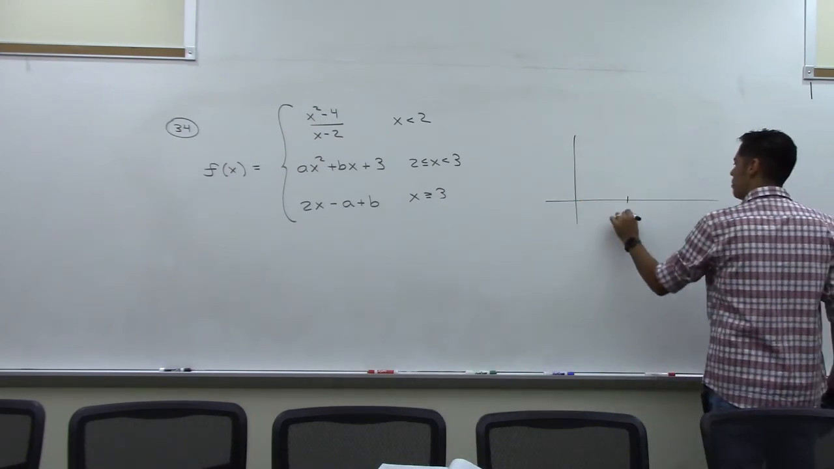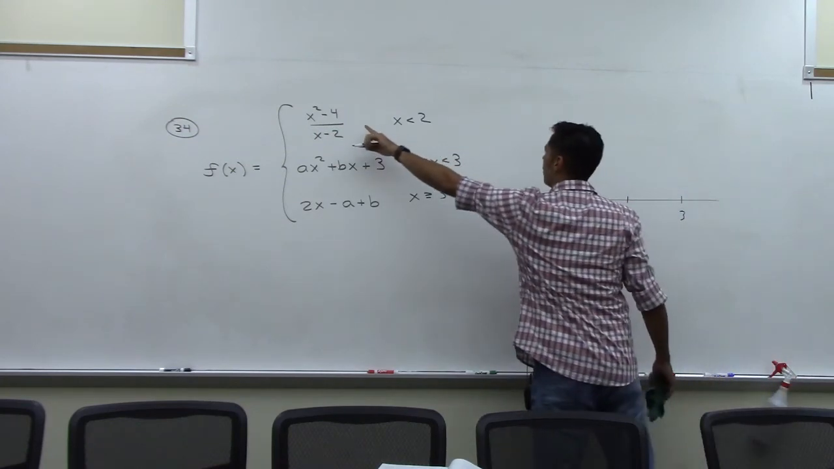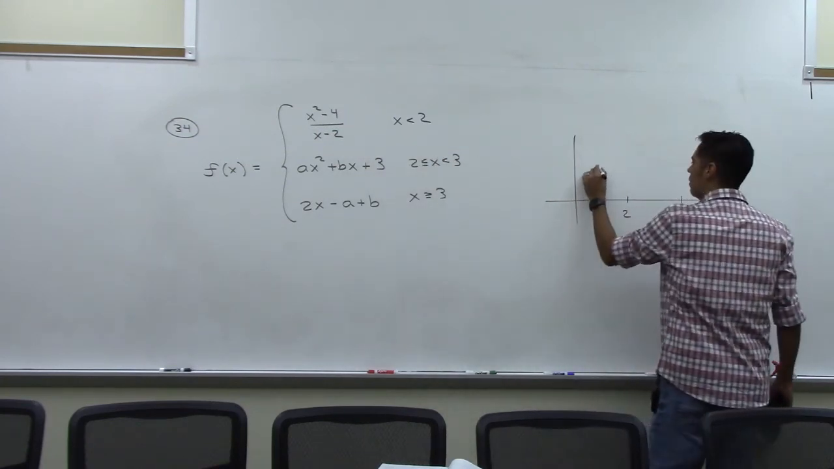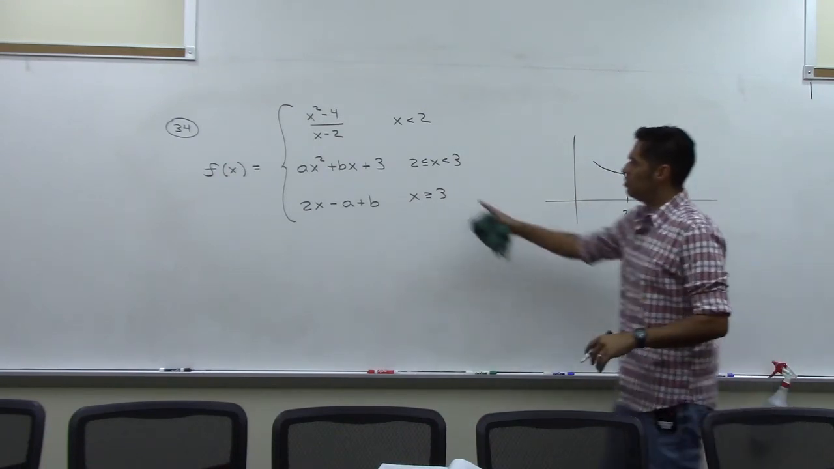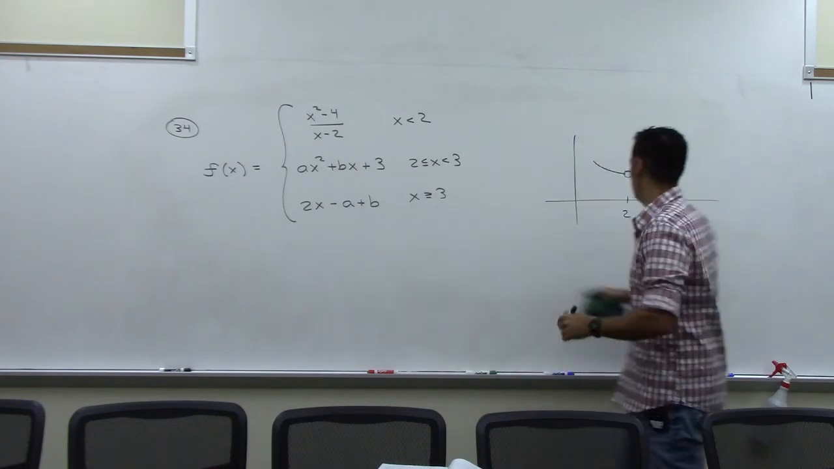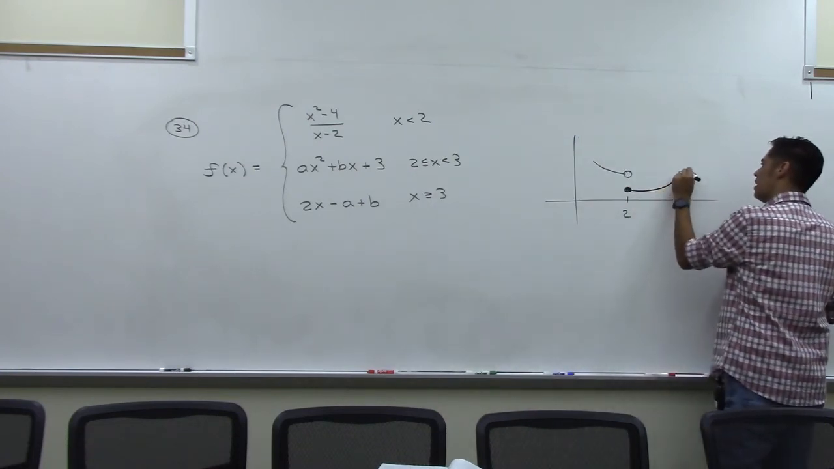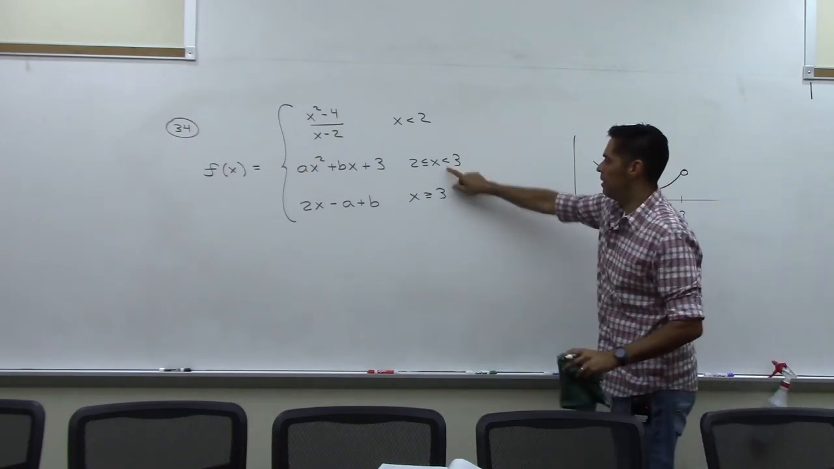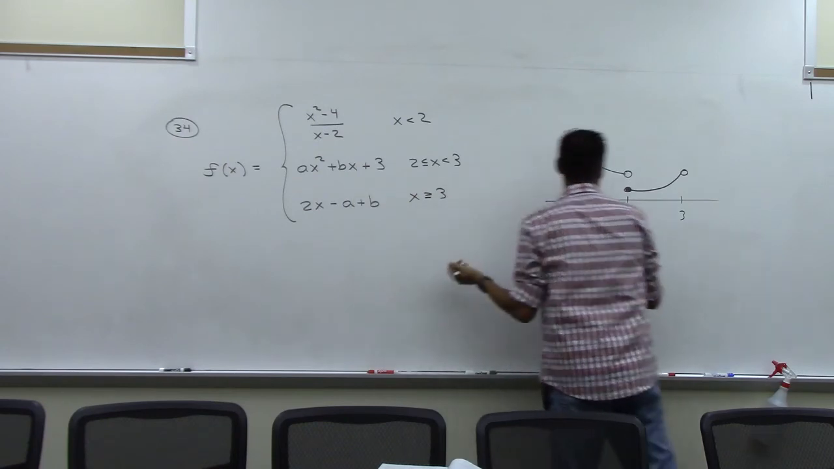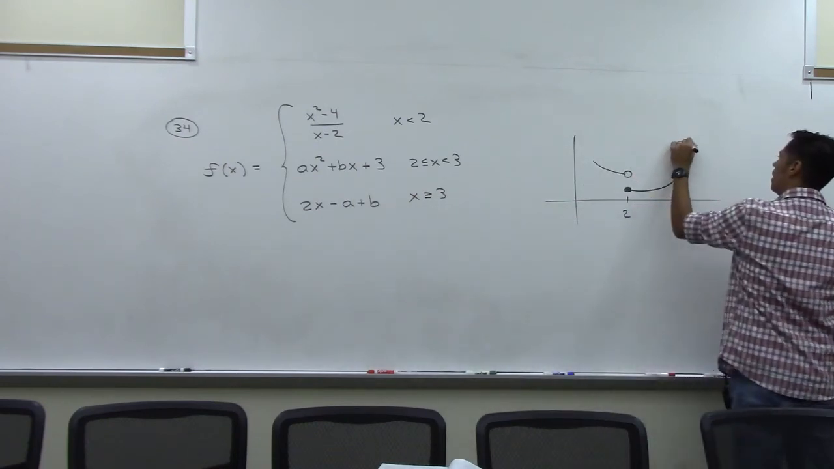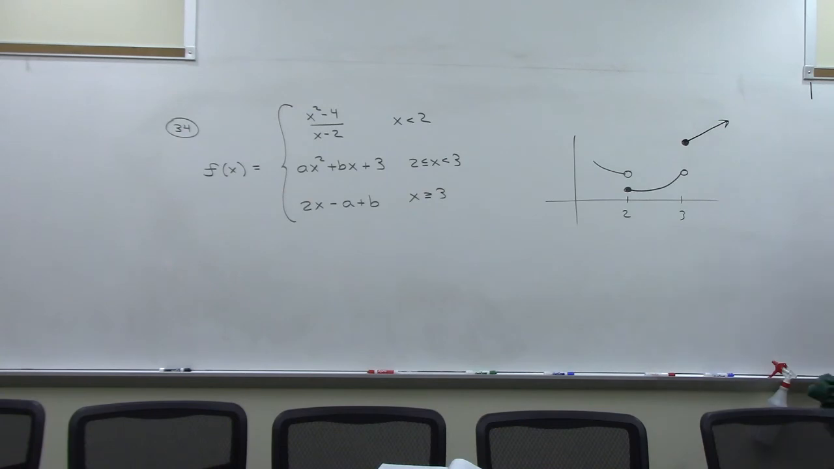You have 2, 3. You've got this weird rational function that comes in over here to 2 somewhere. We don't know where. Then between 2 and 3, it's defined at 2, so I have a dot, and then it's a parabola, so it goes over here to 3, and then it's open because I'm not defined there. And then from 3 on, because there's an equal sign here, I'm a line, so I don't know, maybe that line does something like this. Okay? Those are your 3 pieces.